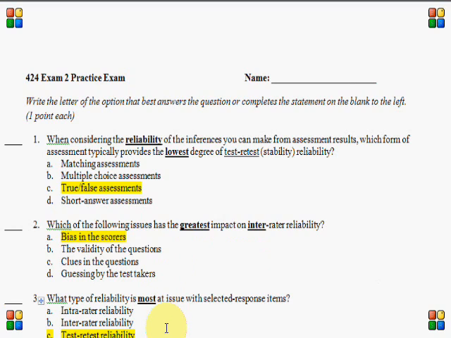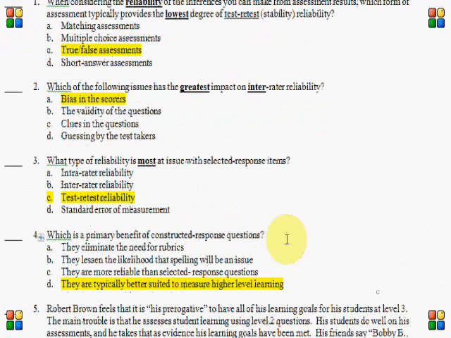Question 2. Which of the following issues has the greatest impact on inter-rater reliability? Because inter-rater reliability talks about the difference between raters, the bias in those raters is going to be the biggest source of difference in how they score things. Validity of the questions really doesn't have to impact consistency of ratings at all. Clues in the questions is also a validity issue, and guessing is a reliability issue, but not in the grading of the exams.